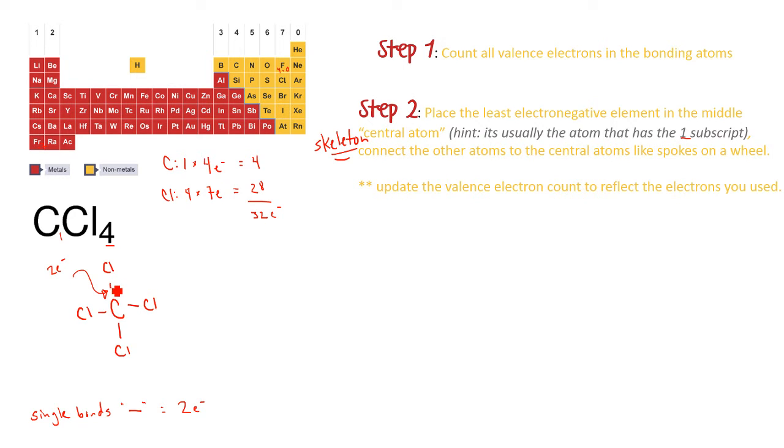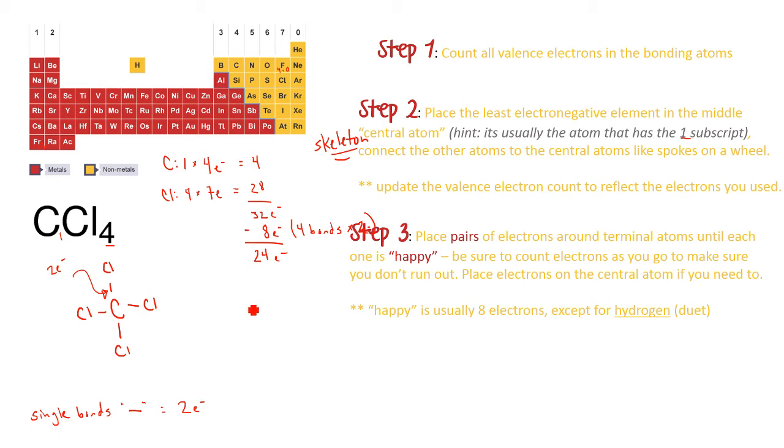So if that's true, we just placed 8 electrons, right? Because it was 4 bonds that we just made, and it's 4 bonds times 2 electrons because there are 2 electrons moving back and forth. So that gives me 24 electrons left, right? That was me updating the valence electron count. So I just executed everything in step 2.